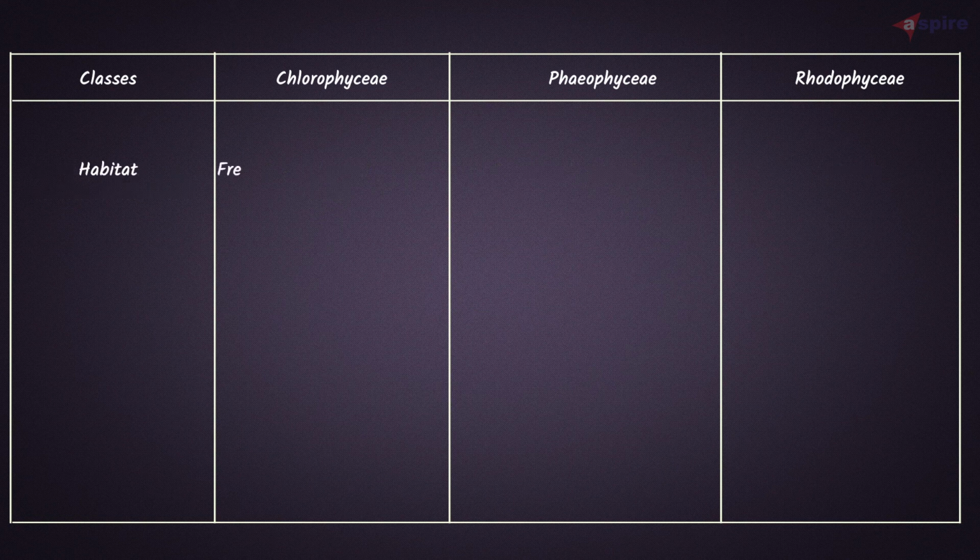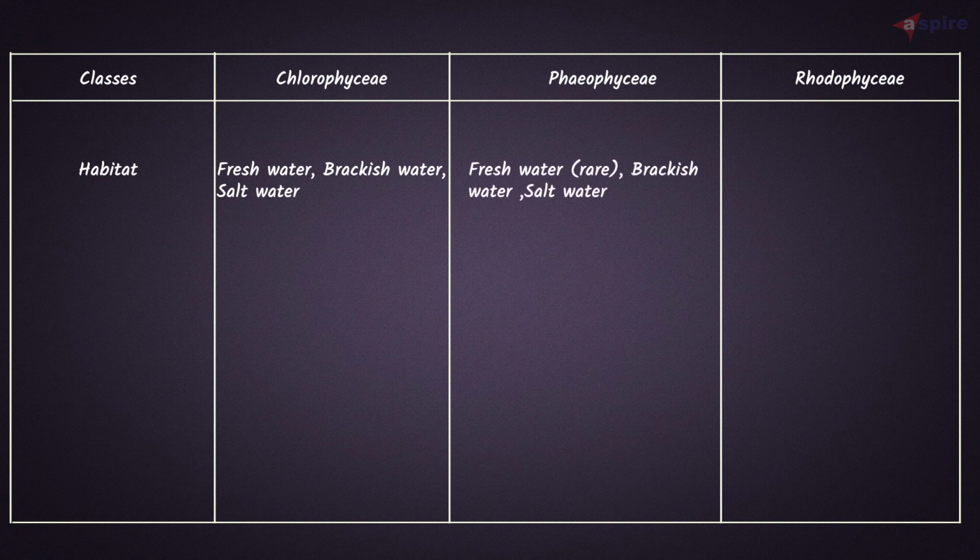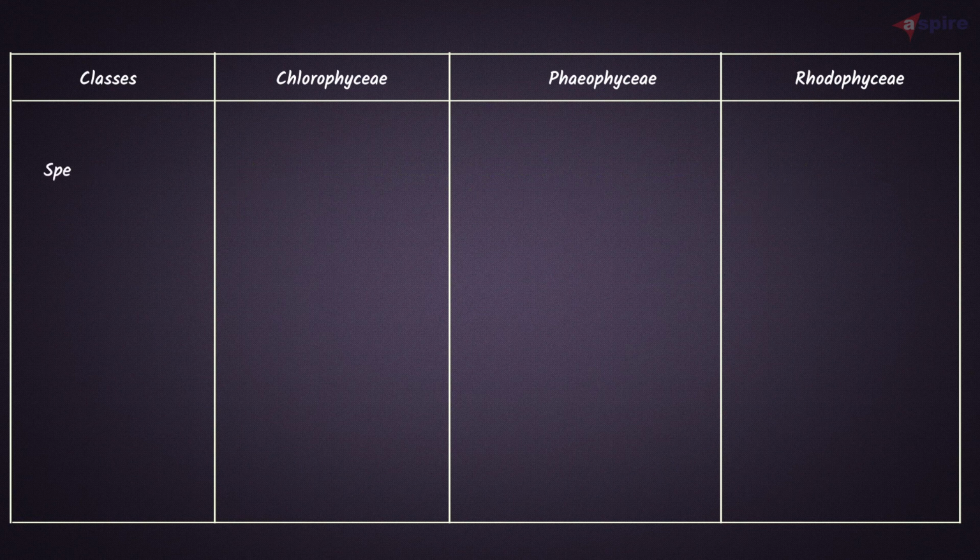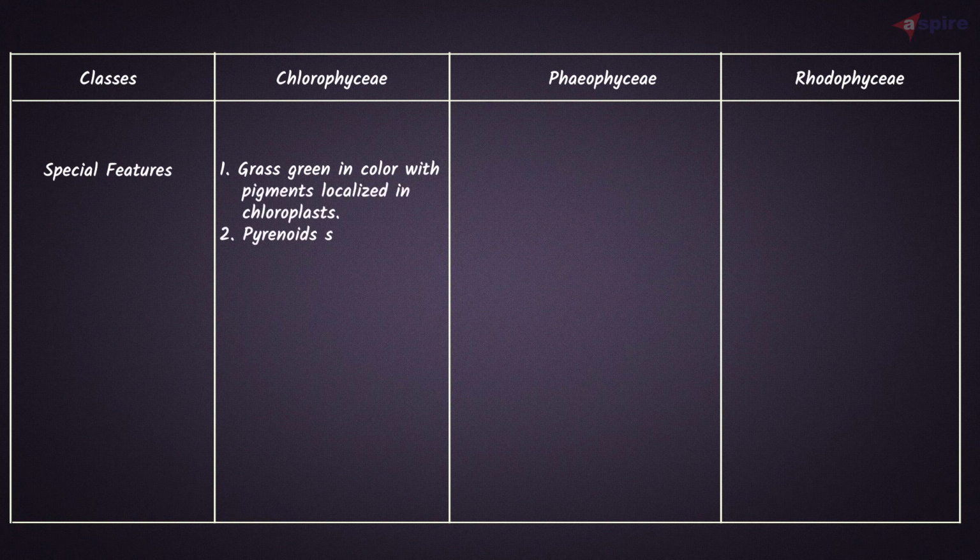Habitat: freshwater, brackish water and salt water; rarely freshwater, brackish water and salt water; sometimes freshwater, brackish water and most of the time salt water. Special features: grass green in color with pigments localized in chloroplasts, pyrenoids store protein and starch.